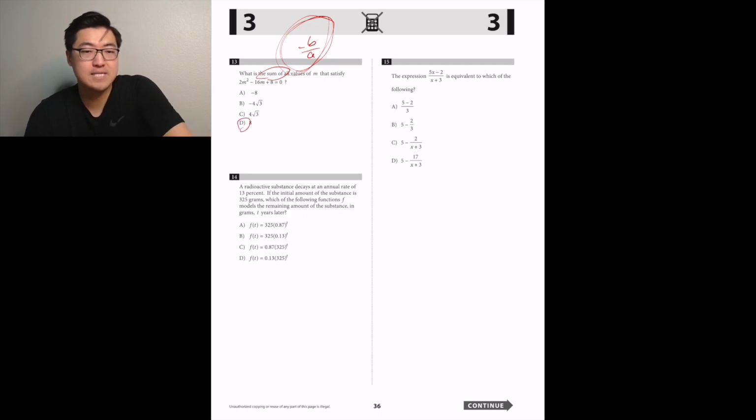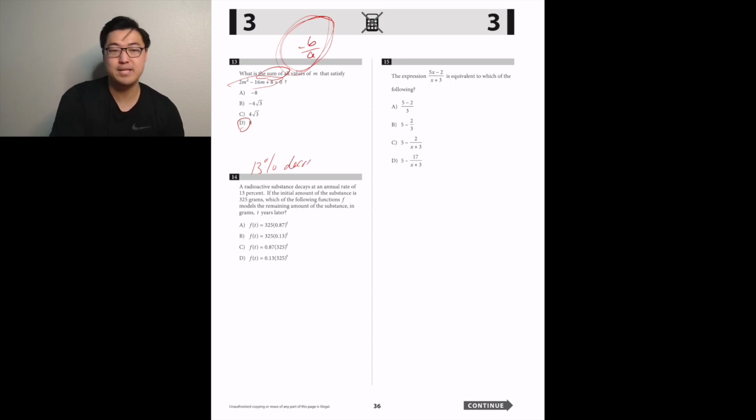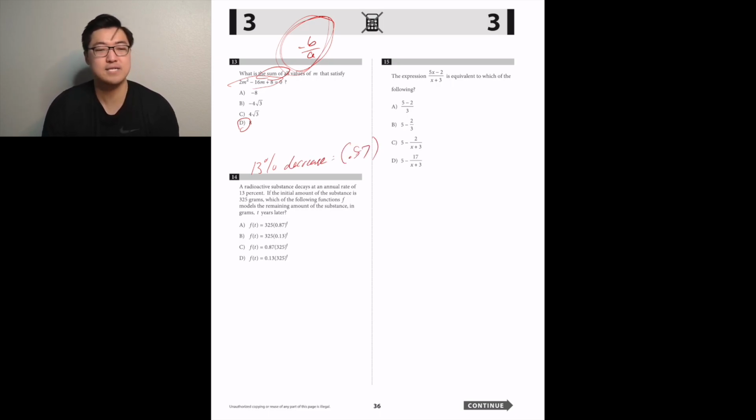A radioactive substance decays at an annual rate of 13%. If the initial amount of substance is 325 grams, which of the following functions F models the remaining amount of substance in grams T years later? Awesome. So T years later, plug in means that we want to set T equal to 0 and see which equation gives us the starting amount, right? So 0 years later, we were supposed to have 325 grams according to this story. So if I plug in T is 0, the equation should say that I have 325 grams.